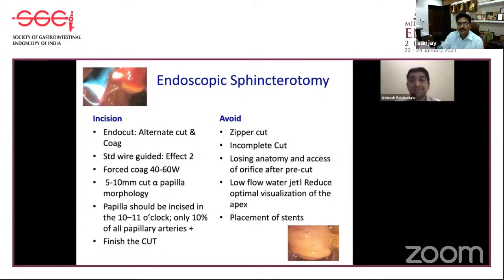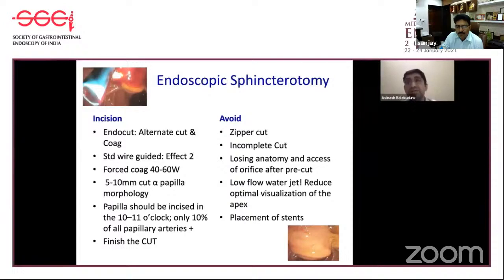It's always better to avoid a zipper cut, that is excessive bowing on the sphincterotome, as well as intermittent cutting or incomplete cutting. Sometimes we tend to use the pre-cut sphincterotomy, top down as well as bottom up. Then we tend to lose the anatomy, and we don't know where the biliary or the pancreatic orifice is going to come. So the trick in pre-cut sphincterotomy is never lose the anatomy. Even though we pre-cut 2 times, it's always better to keep the anatomy in place, such that 48 hours later, whenever we go in, it would have opened up much more, and we would be able to identify the biliary orifice and the pancreatic orifice much better.